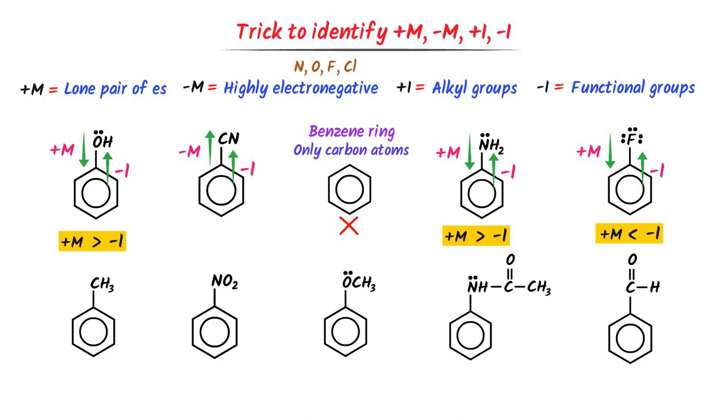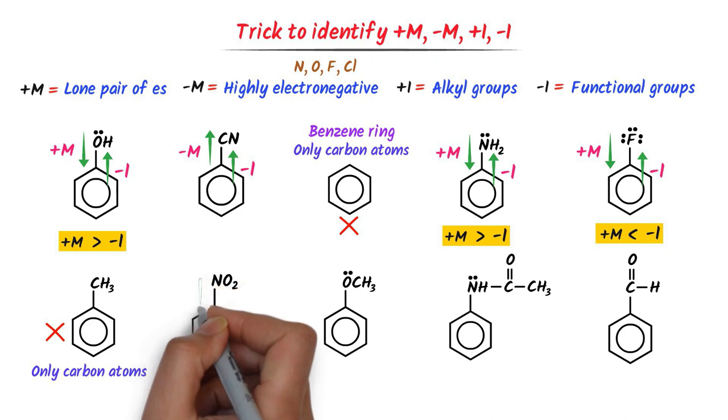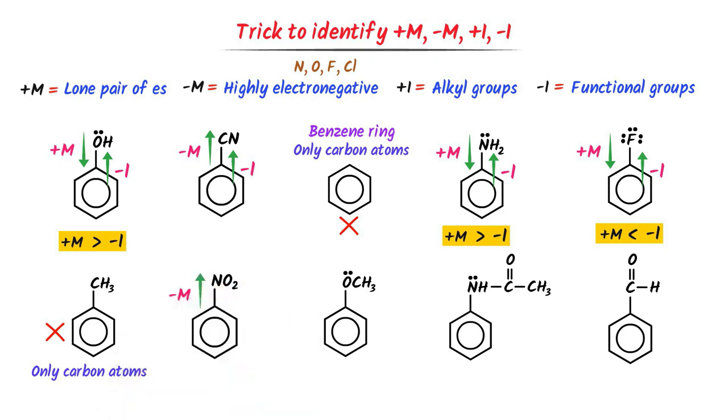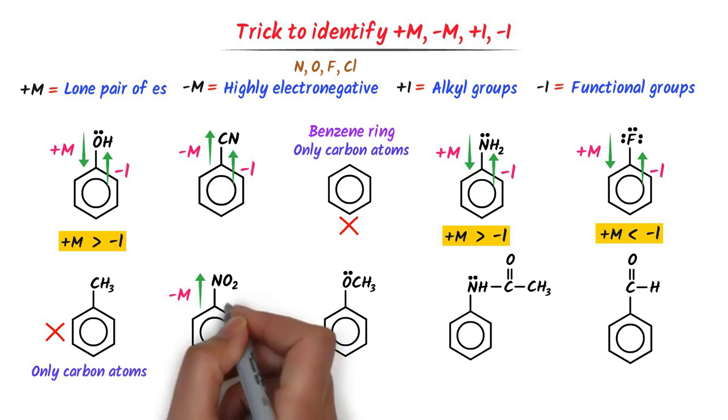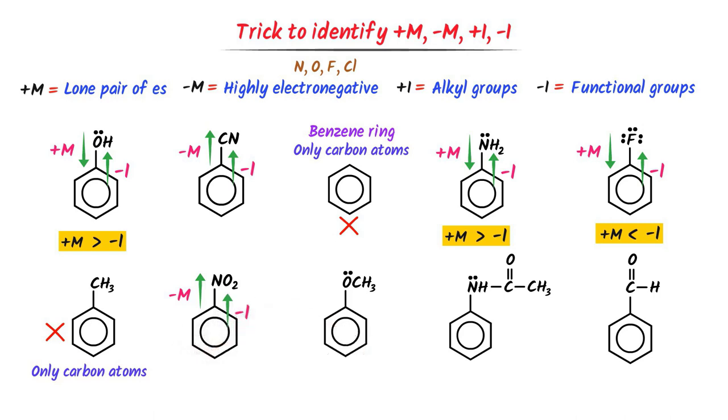In the sixth case, all the atoms are brothers. I mean, there is no sister. All atoms are carbon atoms, hence no mesomeric effect happens in it. In the seventh case, this NO2 has no lone pair of electrons, hence it shows negative M effect. On the other hand, NO2 is a functional group, it shows negative I effect.